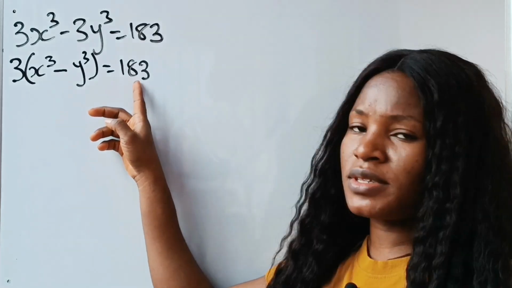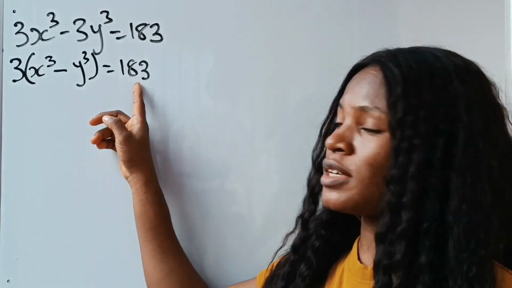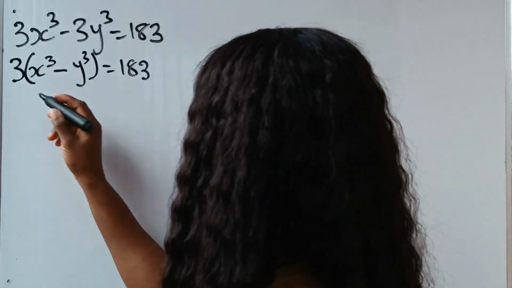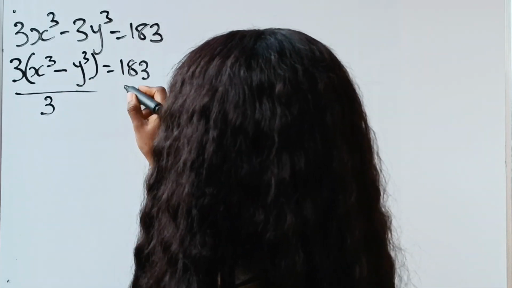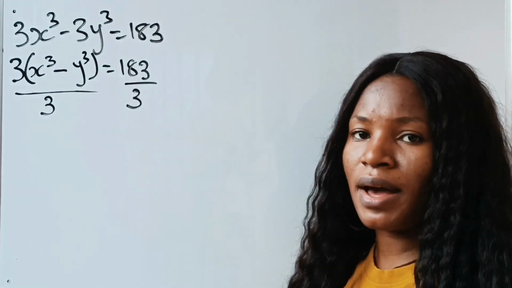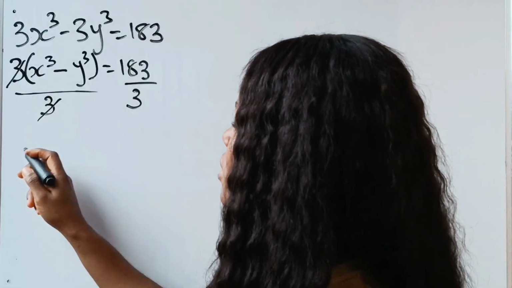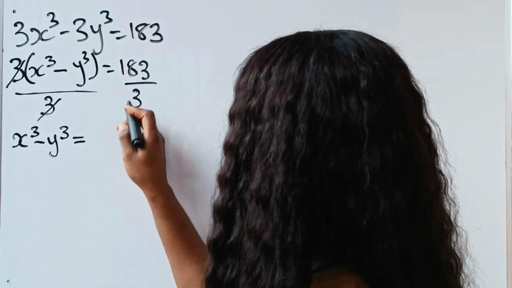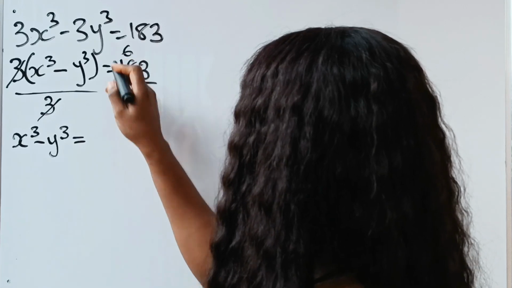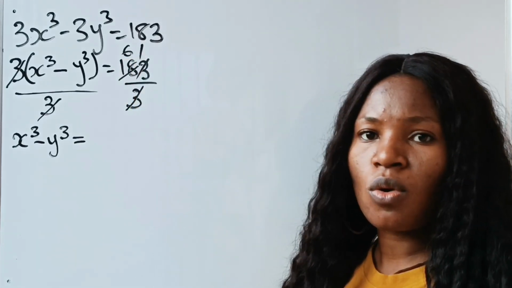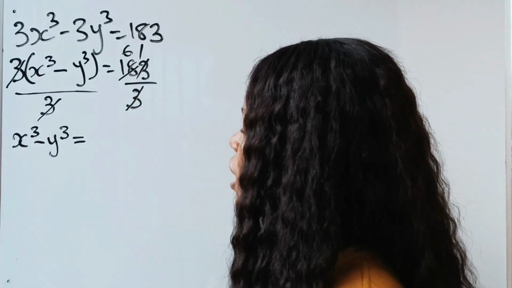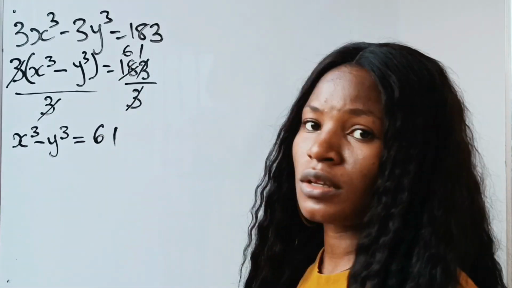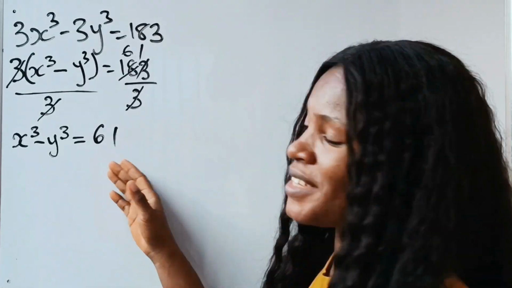Now, when you look at this, you notice that this is divisible by 3, right? So let's divide both sides of the equation by 3. The whole of this divided by 3 is equal to this divided by 3. We cancel 3, so we have x to the power of 3 minus y to the power of 3 is equal to, we divide 18 by 3 to give us 6, we divide 3 by 3 to give us 1. So what we have is x to the power of 3 minus y to the power of 3 is equal to 61.